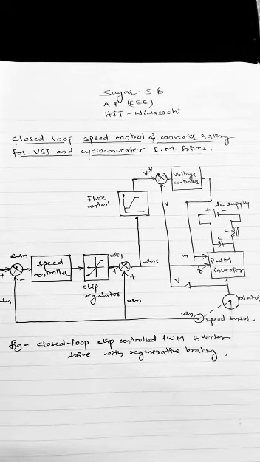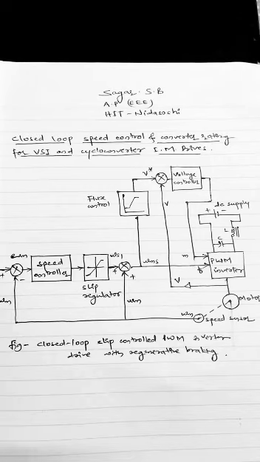We are discussing induction motor drives. In that, today we'll be discussing closed loop speed control and converter rating for voltage source inverter and cycloconverter induction motor drives. The figure shows a closed loop speed controlled drive.